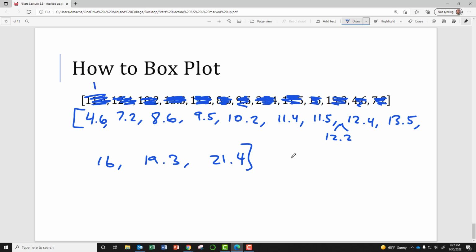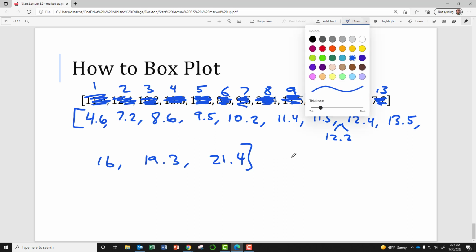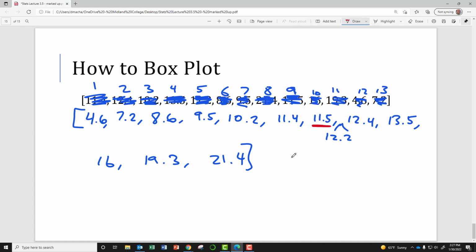Let me count how many I had. 1, 2, 3, 4, 5, 6, 7, 8, 9, 10, 11, 12, 13. So there's 13 measurements in this data set. And to find the median would be the 7th one. So 1, 2, 3, 4, 5, 6, 7. It looks like the median is going to be 11.5, doesn't it? Yeah, because I've got 6 measurements that are less than 11.5 and 6 measurements that are greater than 11.5. So here's my median.